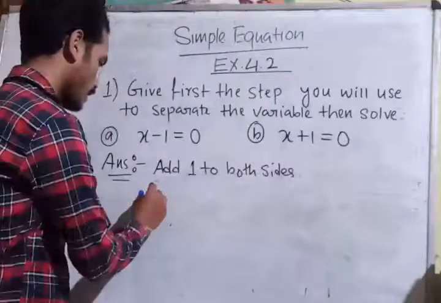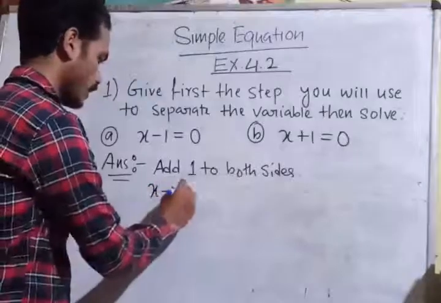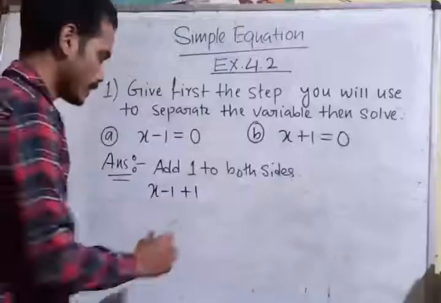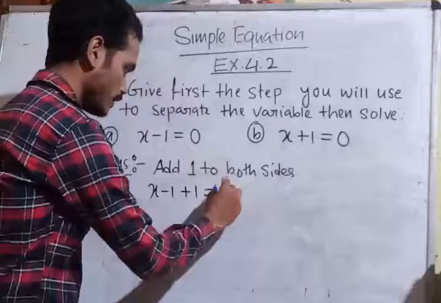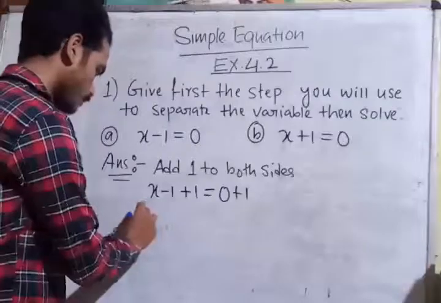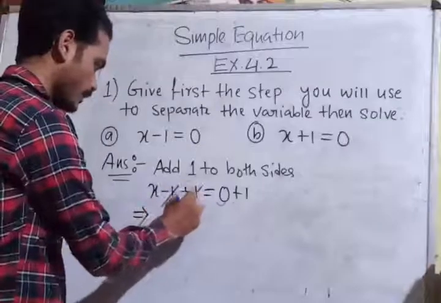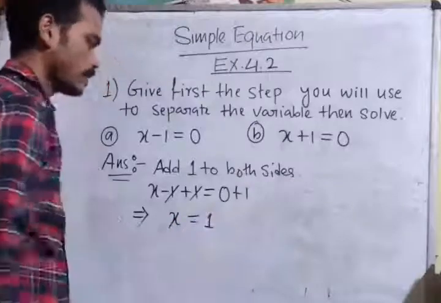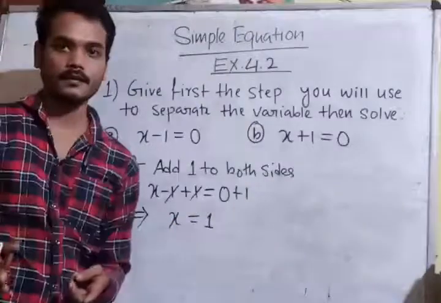So this is x minus 1, and you will do plus 1 also, so that it will be cancelled out, and this side also this is 0 and then plus 1. Now you see minus 1 and plus 1 will be cancelled out. This is x equal to 1. This is the answer. Very easy things.